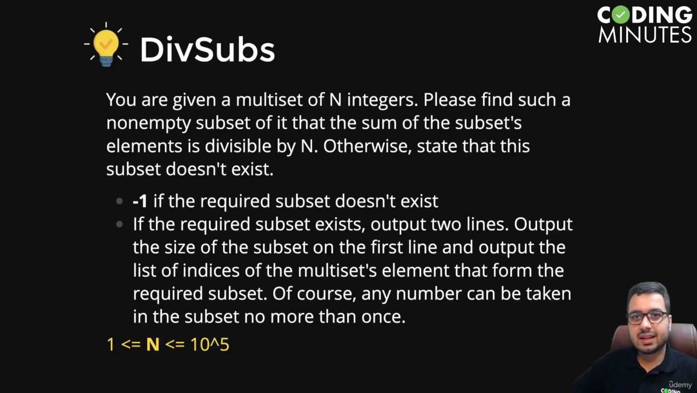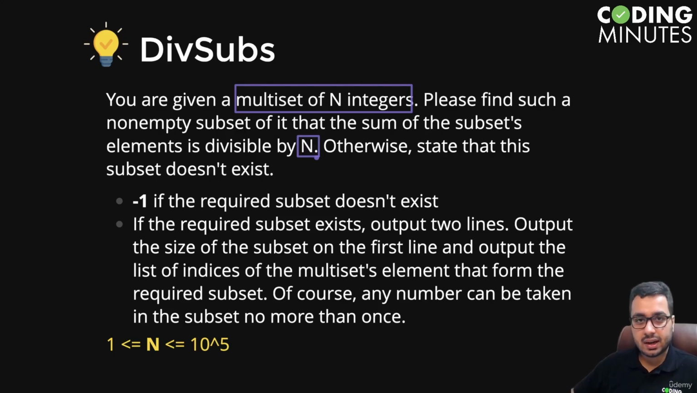Hi everyone, in this lecture we are going to solve a problem. The name of the problem is divisible subset, and we are given a multiset of n integers. A multiset is nothing but a set which can contain repeating elements as well. And we need to find a non-empty subset of it such that the sum of the subset's elements is divisible by n.